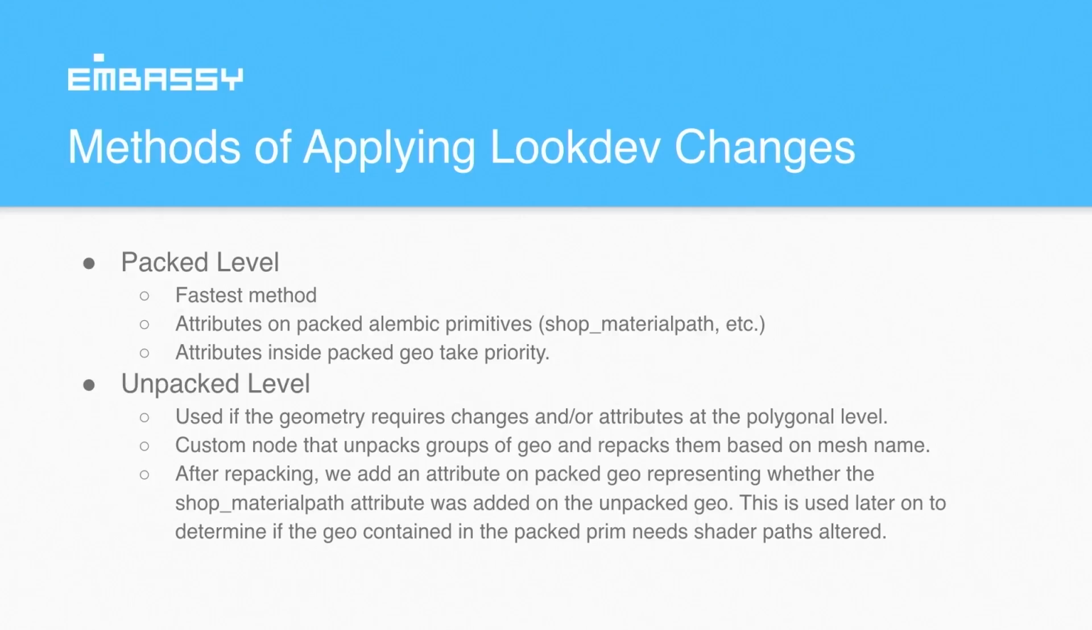We can also work in the unpacked level. If the geometry requires changes at the polygonal level, we can do that. We have a custom node that unpacks it, and then you can do your work, and it'll repack it again based on the names and keep all the attributes that you require. After repacking, we add an attribute on the packed geometry representing whether the shot material path attribute was added on the unpacked geo. So that way we now know if we have to swap shot material paths at some point, that geo says, okay, I need to be unpacked again and changed.